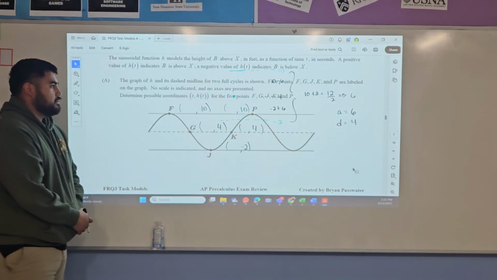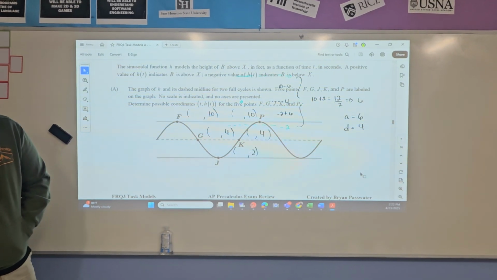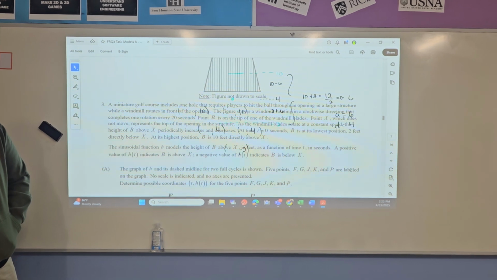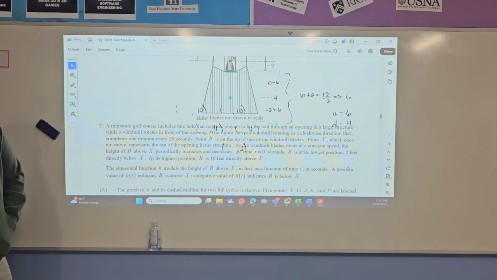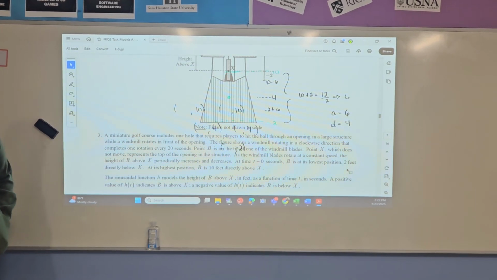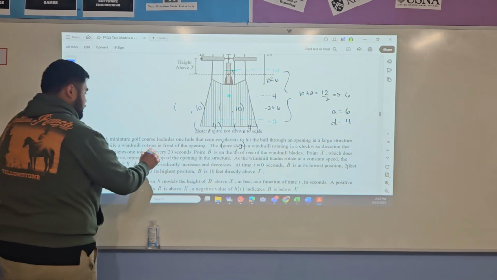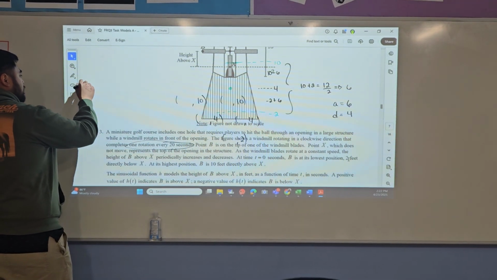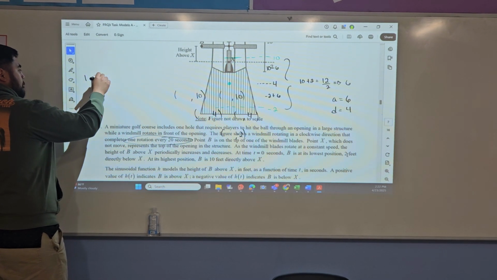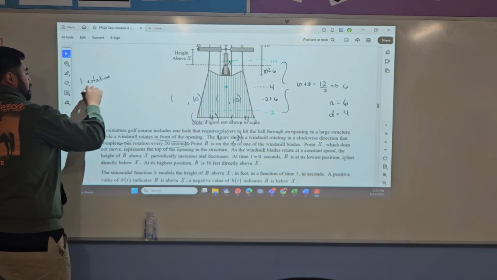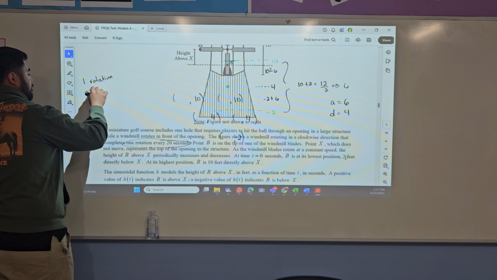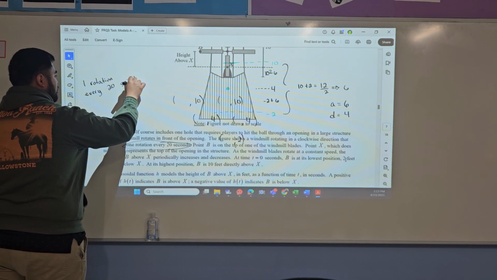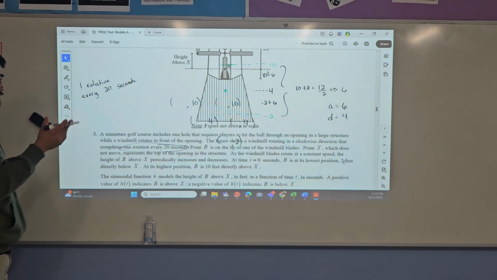So now, what else could I find? What else could I find? Now if I go to the actual text being shown here, right? It's saying there's one rotation every 20 seconds. So one rotation every 20 seconds. Basically, what this is giving you is a period.